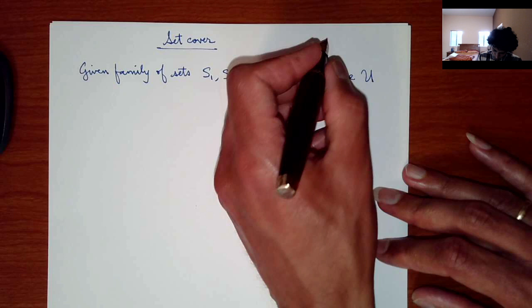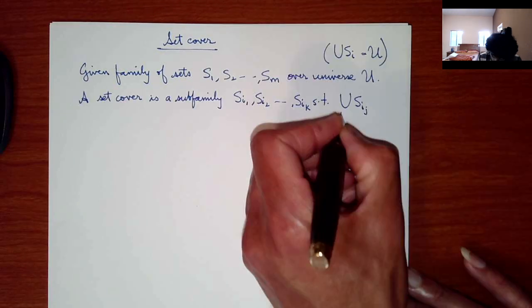A set cover is a subfamily Si1, Si2 up to Sik, such that the union of Sij, j going from 1 to k, is U. So any subfamily of sets whose union is the universe is a set cover. So find the size of the smallest set cover. Again, this is a classic NP-hard problem.